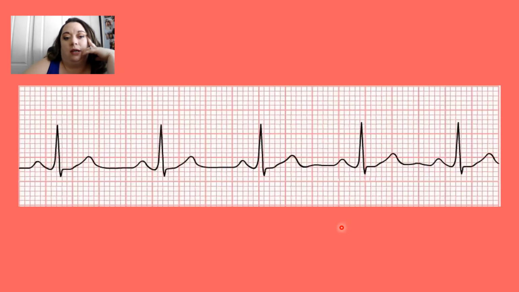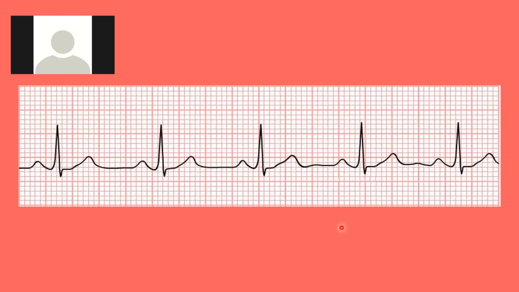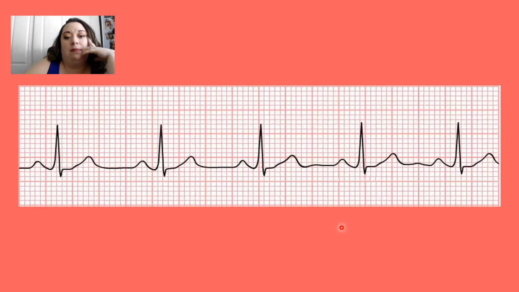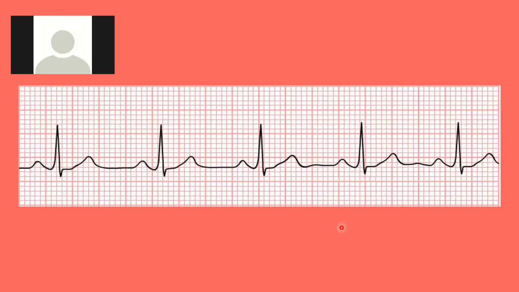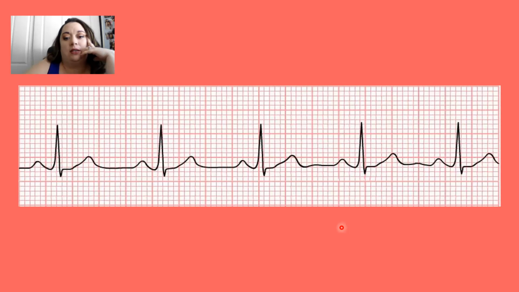This one looks a little funky. What's my rate? 50. Yeah, 50. So I'm super slow. Am I regular or irregular? Regular. It's regular. Do I have 1 P wave for every 1 QRS? Yes. I do. Good. What PR interval? I think this was kind of a bad example. I think the PR interval is technically a little too long.